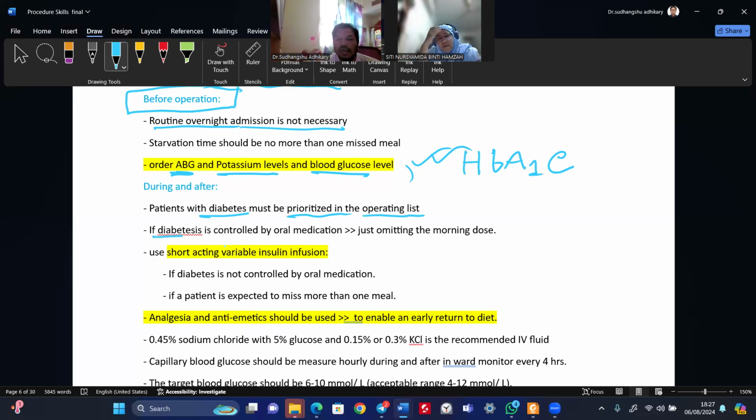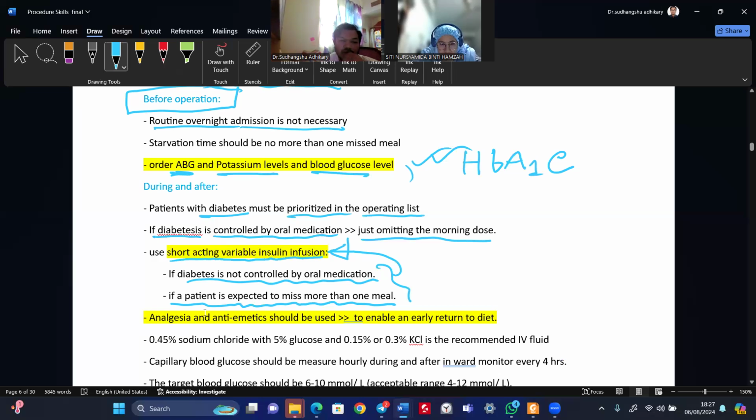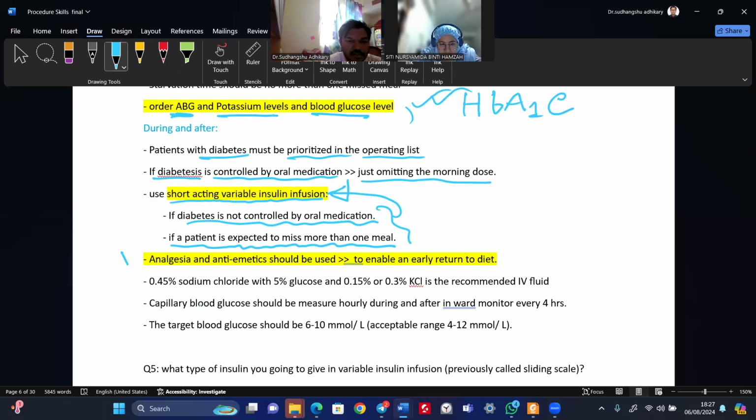If diabetes is controlled by oral medication, just omit the morning dose and use short acting. And if diabetes is not controlled by oral medication and the patient is expected to miss more than 1 meal, then follow this: short acting variable insulin infusion. This is important, I always forget this one. Analgesia and antiemetic should be used to enable early return to diet.